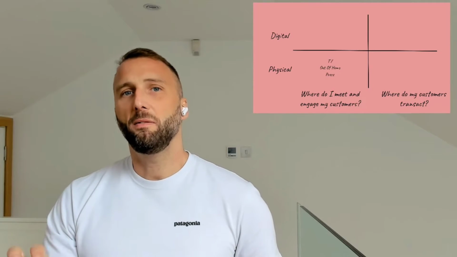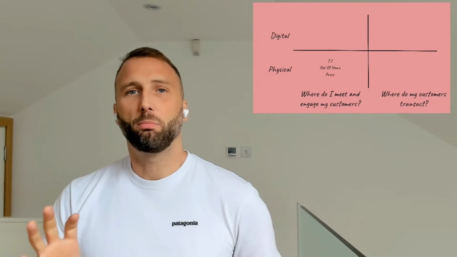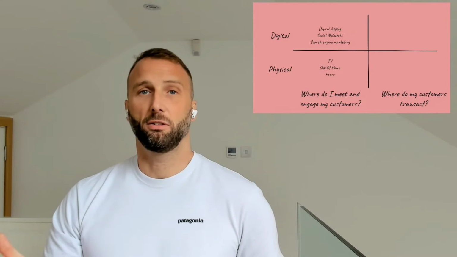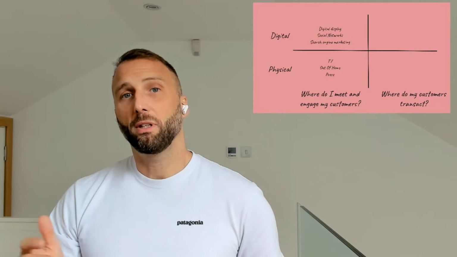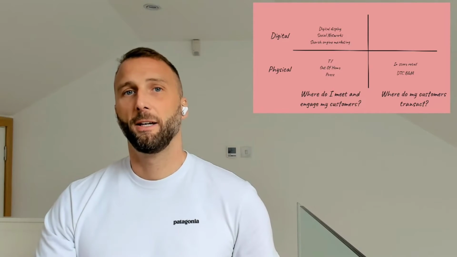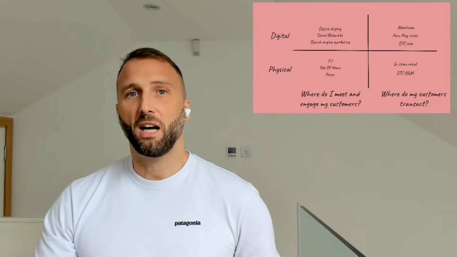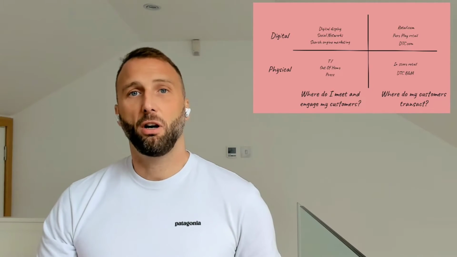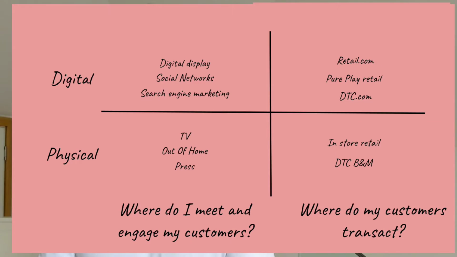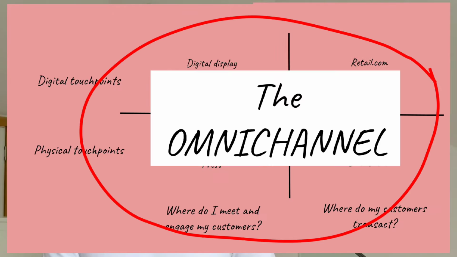And it could be TV, out-of-home billboards, or press advertising on the advertising side. It could be digital display, social networks, search engine marketing campaigns. If you look at the transaction points, obviously there's retail, physical retail, or your own brand physical stores. And on the digital transactional touch points, you will have retail.com, which is the .com arm of a physical retailer. You can have pure play, like a marketplace like Amazon, or you could have your own .com as a brand where you sell. And all of this, if you plot your touch points in there, all of this is the Omnichannel. There's nothing more to it.